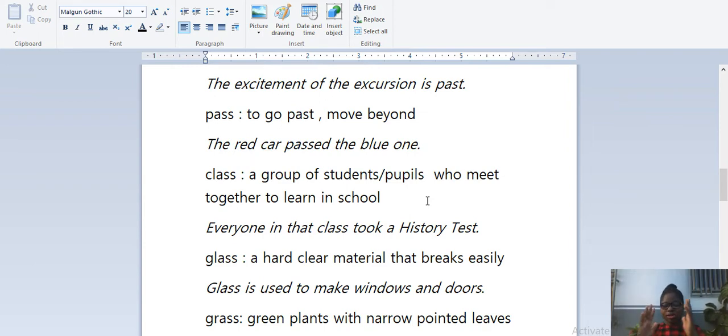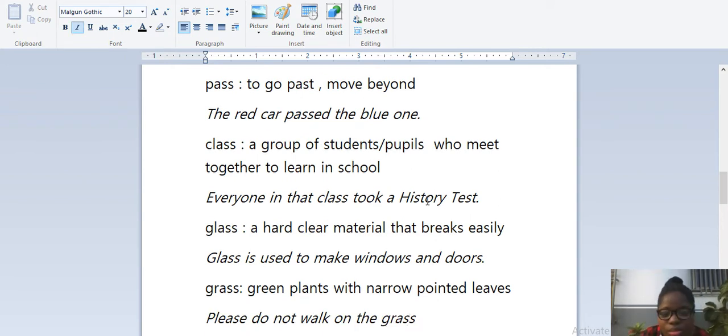Very simple. Now if you want to distinguish grass from other plants, there are plenty of plants in your school. Normal plants occupy a lot of space, but grass leaves are very narrow and pointed, and they take little space. So that's the difference between grass and a plant or fruit or whatever. So green plants with narrow pointed leaves is grass.